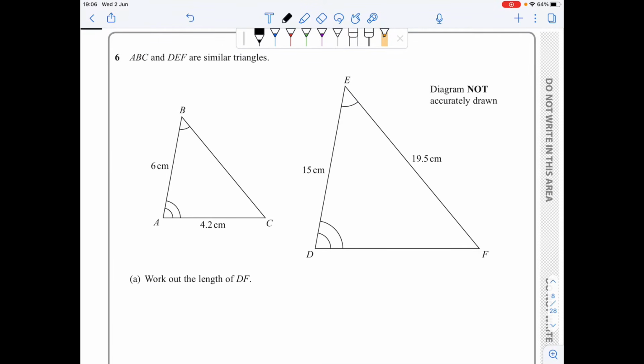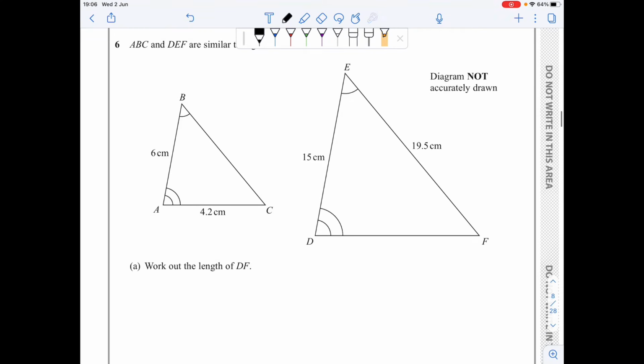Now for question 6, I've got two similar triangles. I personally like the scale factor method whenever I have similar shapes. Two corresponding sides are 6 and 15. So for 6 to become 15, I will need to multiply by my scale factor. In order to find k, I will do 15 over 6, which is 5 over 2, or as a decimal, that's 2.5.